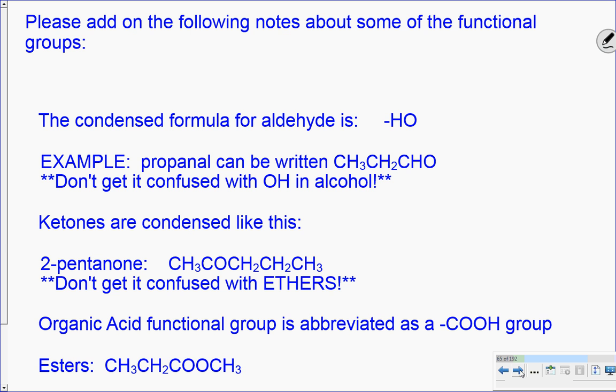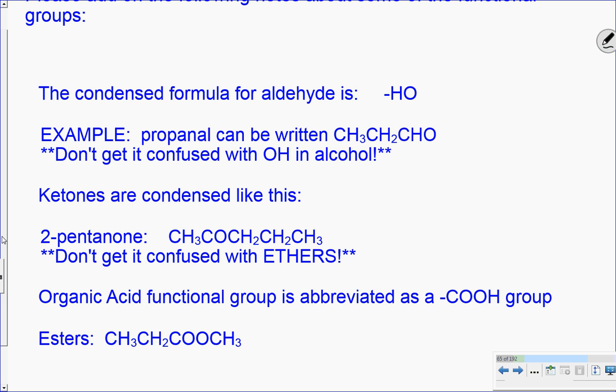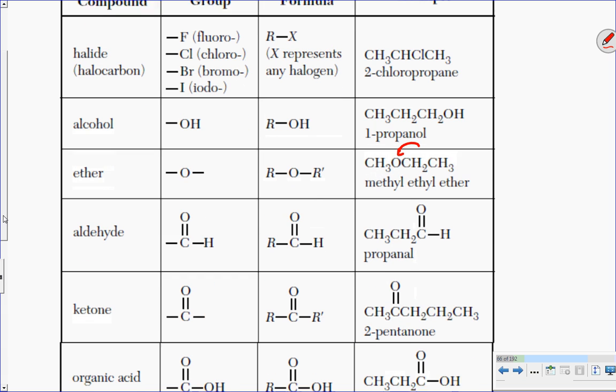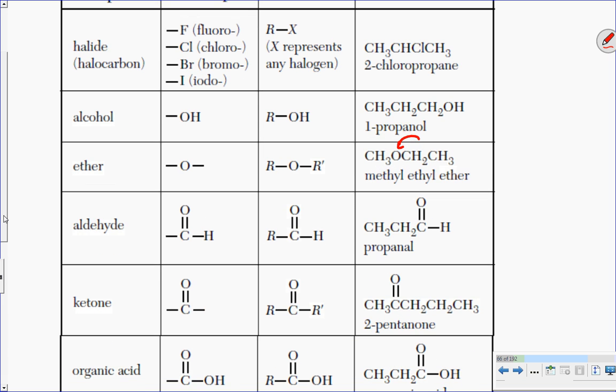Here are some notes that you kind of need to keep in mind. I'm going to fill in some stuff on table R, but you can pause this for a moment and take a look at this. As I go on to table R, there are some things that you need to know about condensed formulas. One of them is when you're identifying an ether, it's important to notice that little O right in there. When you are condensing the formula for an aldehyde, this is CH3CH2.